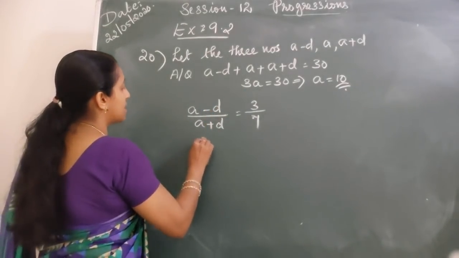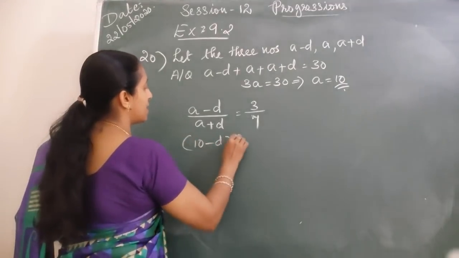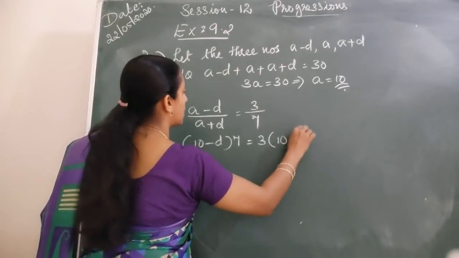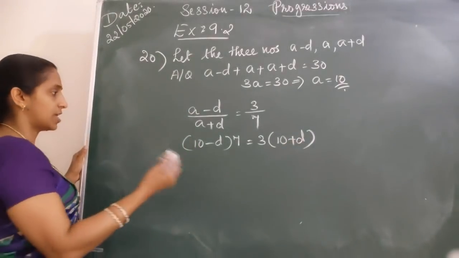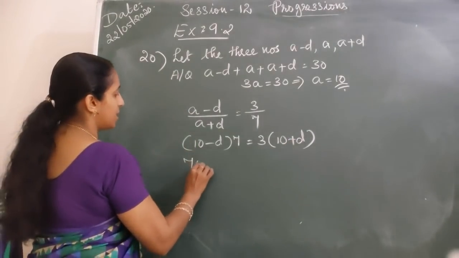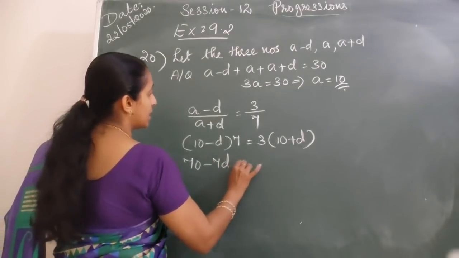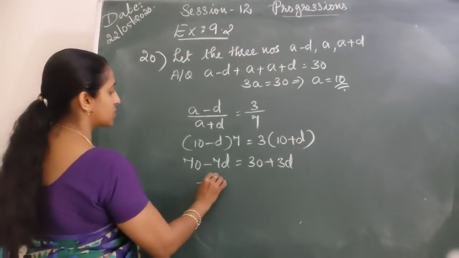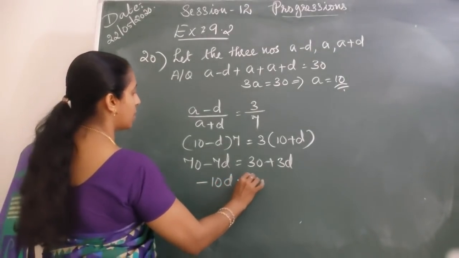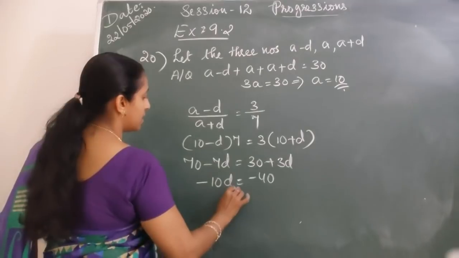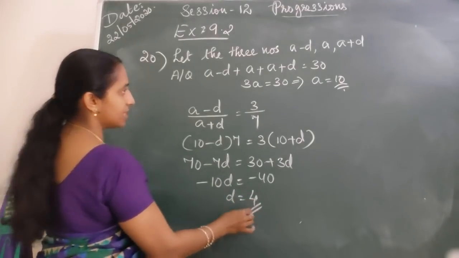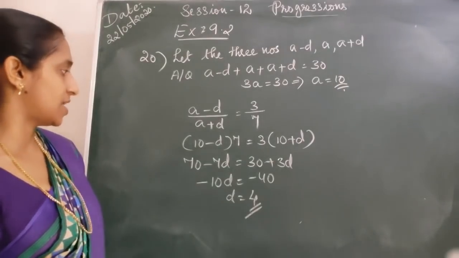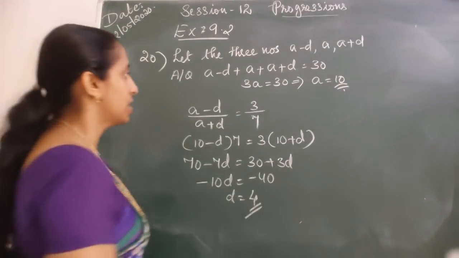So (10 minus d) into 7 is equal to 3 into (10 plus d). Now can you calculate d? You can calculate. 70 minus 7d equal to 30 plus 3d. Minus 10d equal to minus 40. d we are getting as 4. Here there are no two values for d. So we got a as 10, d as 4.